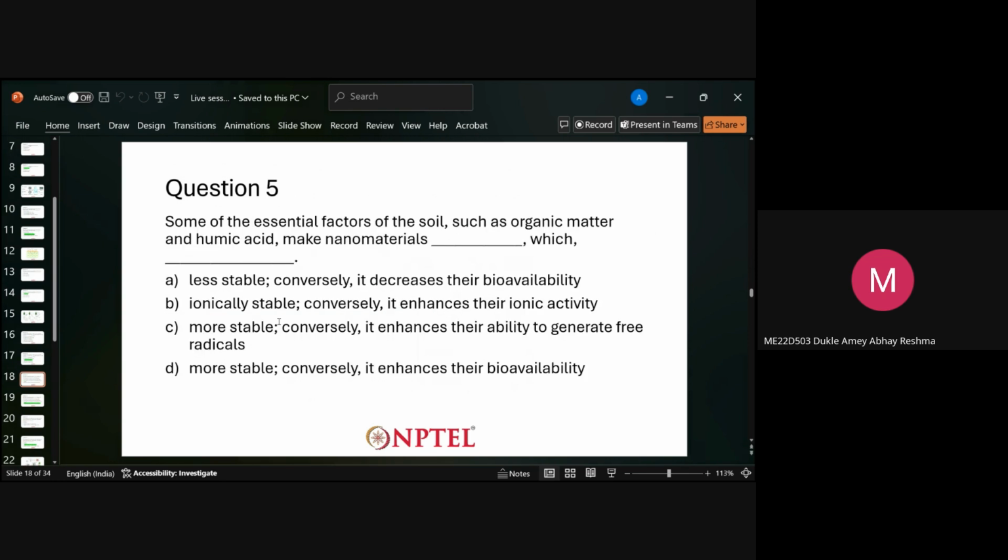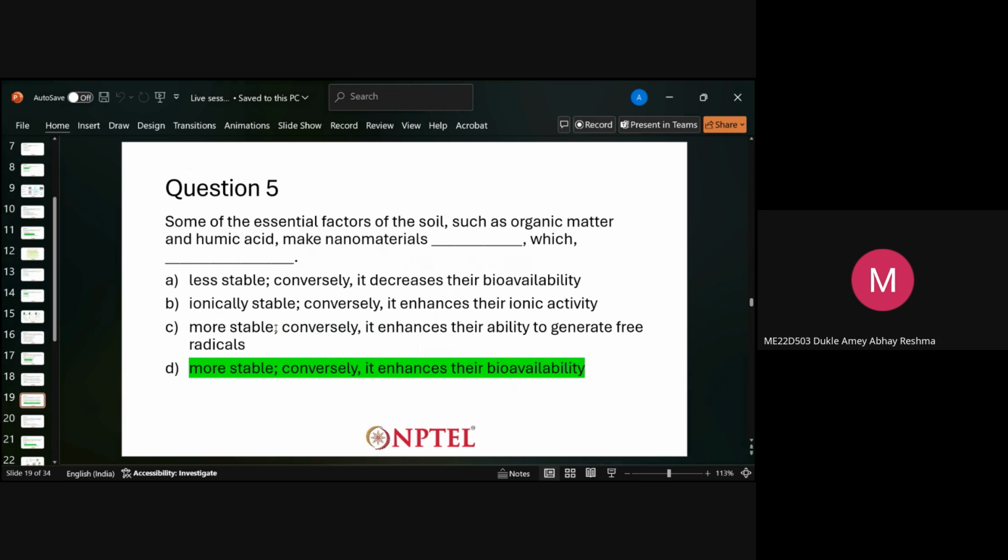Moving to the next question: some of the essential factors of the soil, such as organic matter and humic acid, make the materials dash, which dash. The options: less stable, which conversely decreases their bioavailability; ionically stable, which enhances their ionic activity; more stable, which enhances their ability to generate free radicals; more stable, which enhances their bioavailability. The answer is more stable, which enhances their bioavailability.